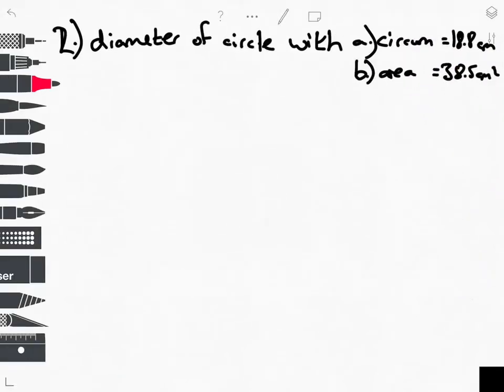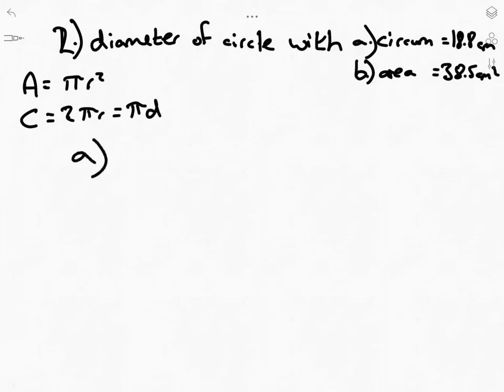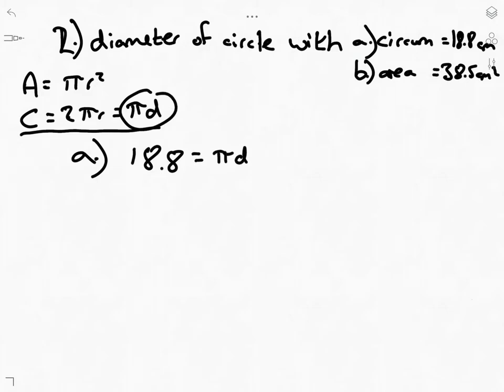The second type of question is doing a reverse really. So we're given the circumference, or we're given the area, and we're going backwards. So again, I'm just going to write the formulas. Area equals pi r squared, circumference equals, I'm going to write them both, 2 pi r equals pi d. So we'll do A first. The circumference is 18.8. So we're using this. We want to find the diameter, so I'm just going to use this end one because it makes it easier. Equals pi d.